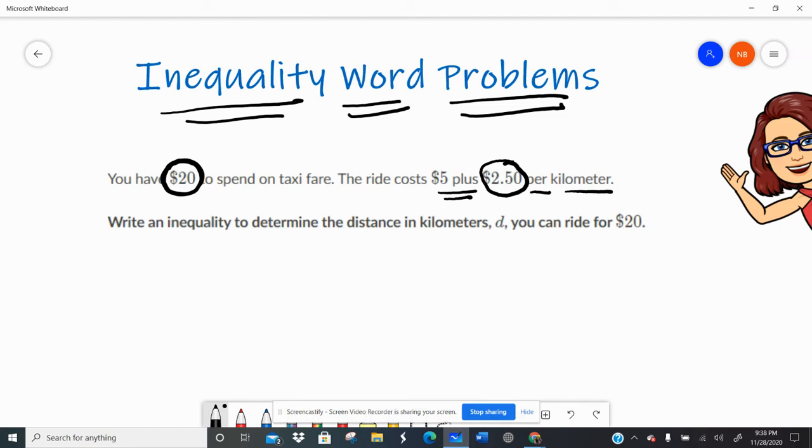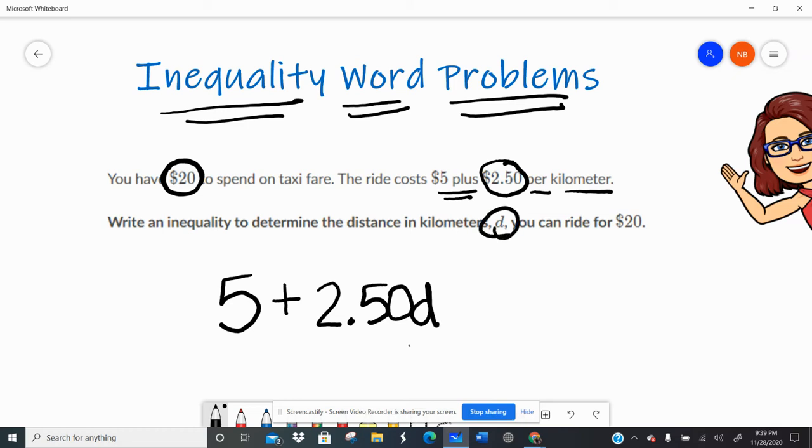can ride for $20. Okay, so let's first start off with writing the left-hand side of the inequality, right? Because I like to keep that variable on the left-hand side. So we're going to see what's happening over here on the left. The ride costs $5 plus $2.50 per kilometer. So it's $5 just to sit in the taxi cab plus $2.50 per kilometer. And they told us to represent that with the variable d.